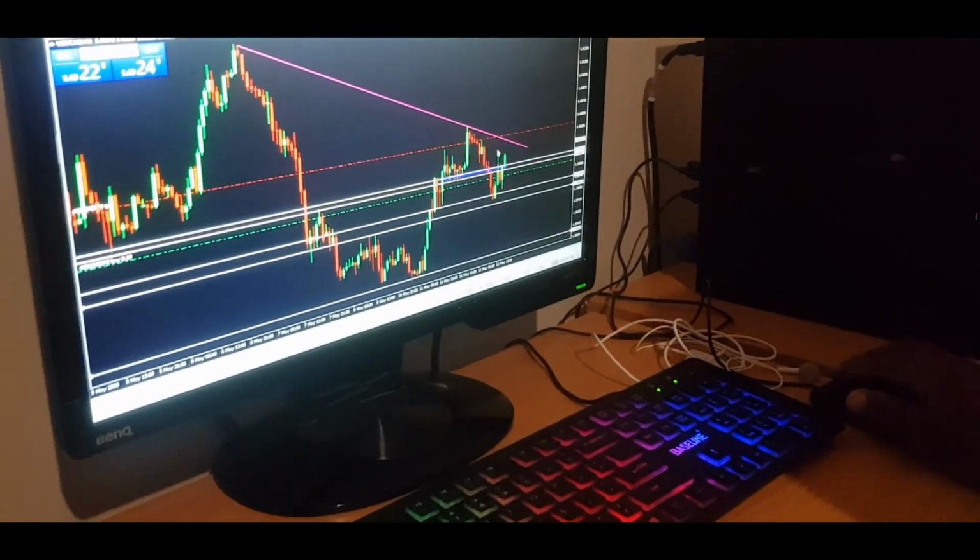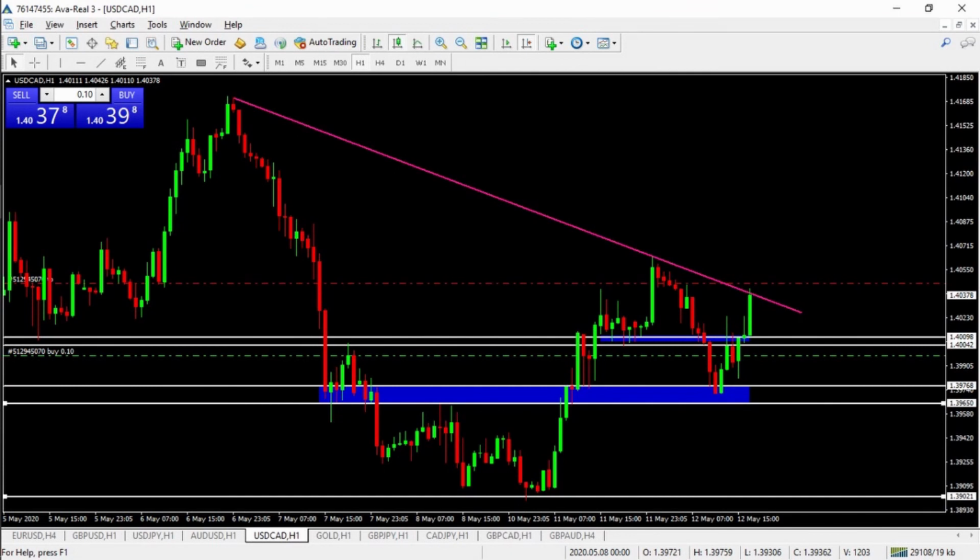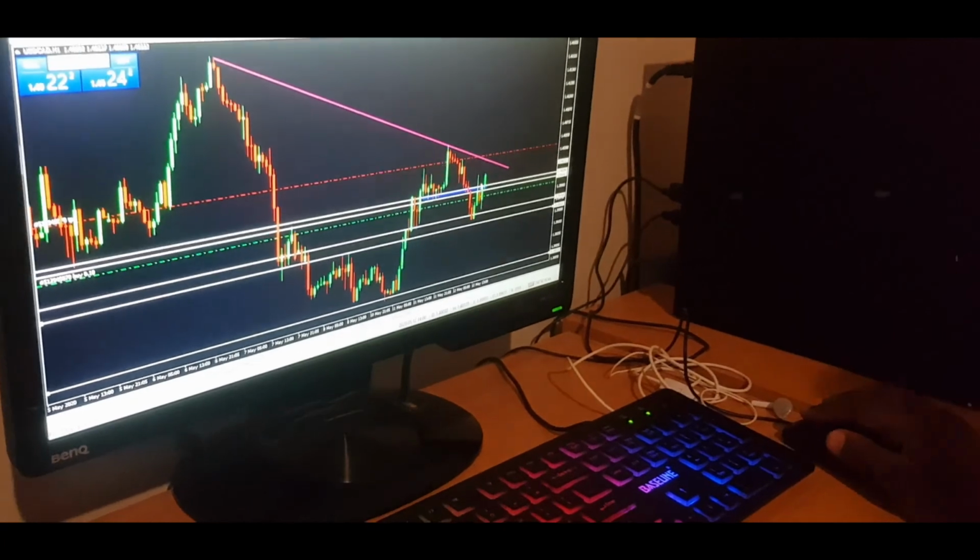It's just pushing into profit. This zone here has been rejected here.